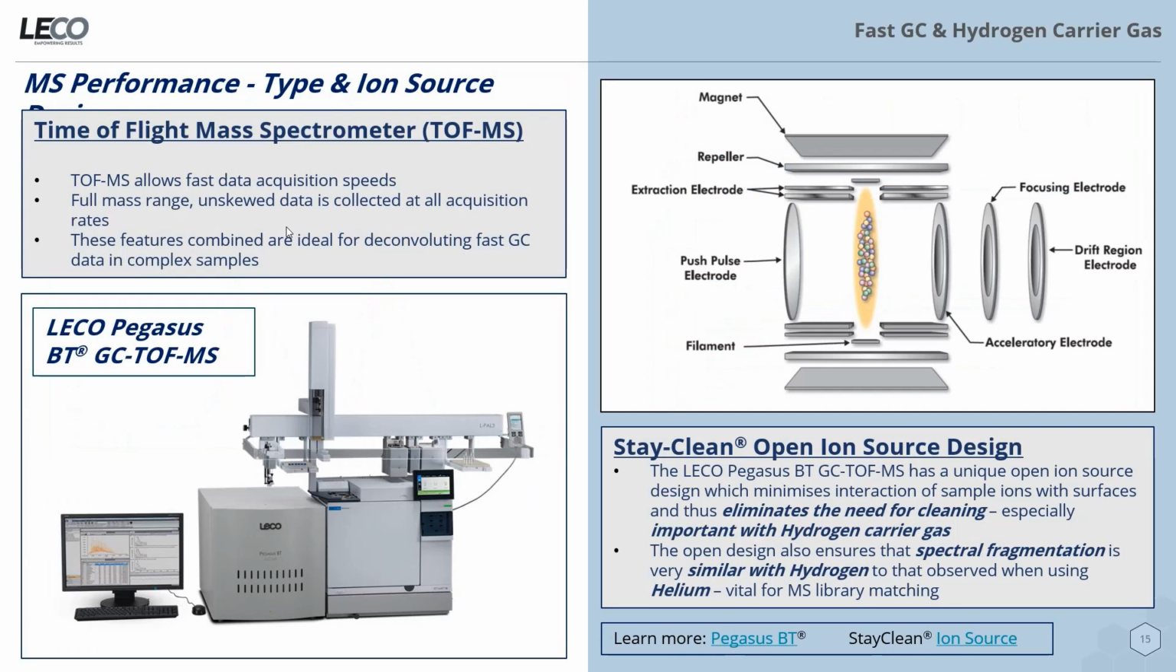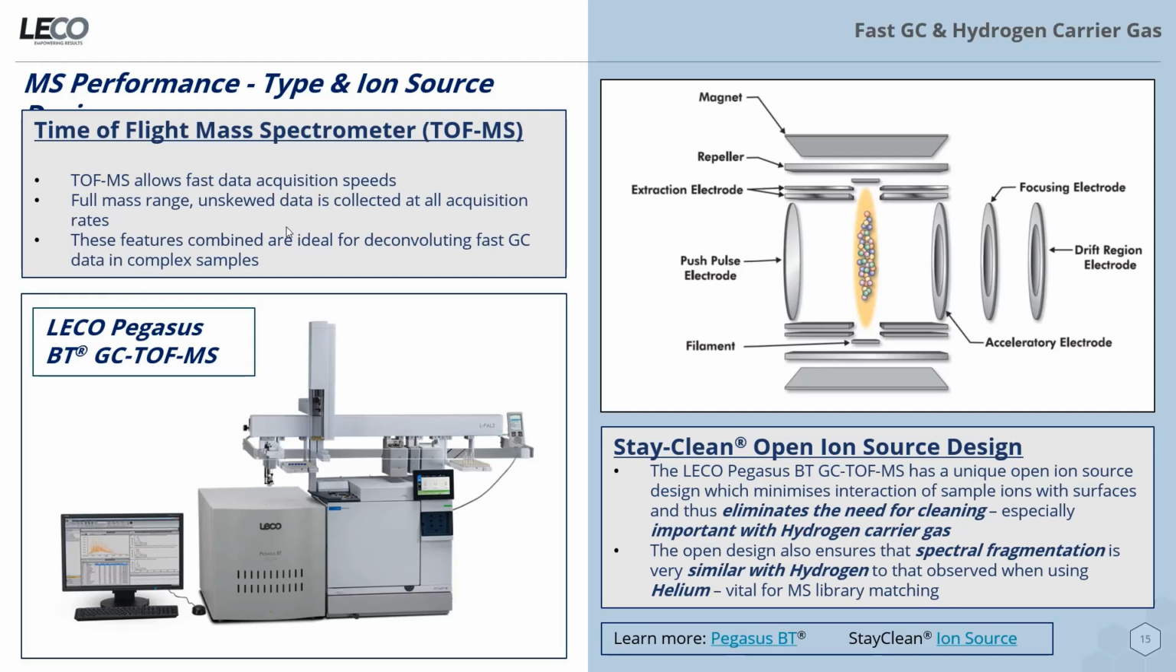So what kind of technology do we need when we go through the method transfer process? Time of flight mass spectrometry is a perfect fit. We will be generating much narrower chromatographic peaks as we go faster, and with time of flight we can acquire data which is of high quality, unskewed mass spectral data over the full mass range at fast acquisition speeds for those narrow peaks. And that means that the data quality will still be very high, and we can apply deconvolution very, very effectively. The Pegasus BT has a stay clean open ion source design, which is also advantageous.